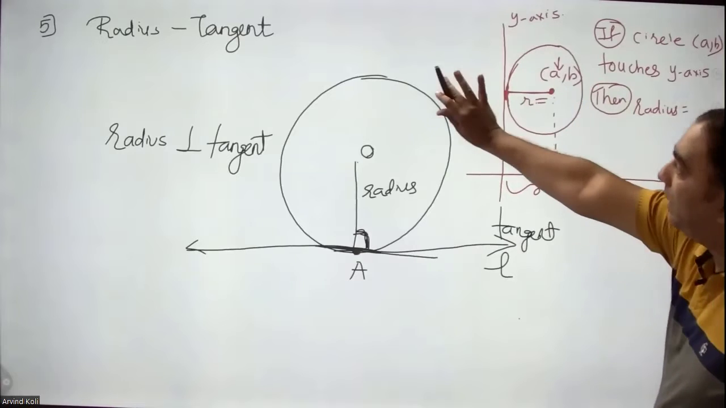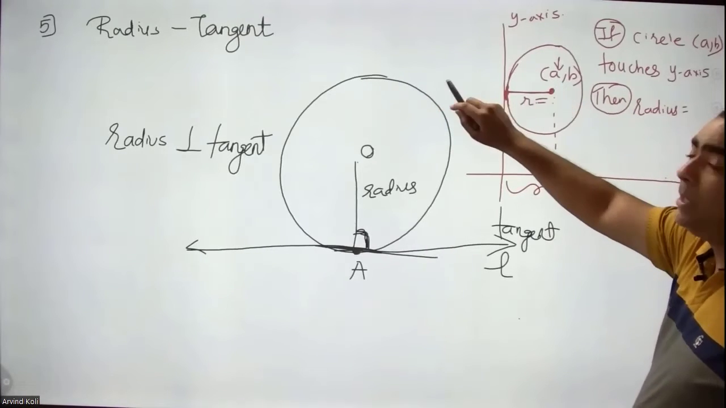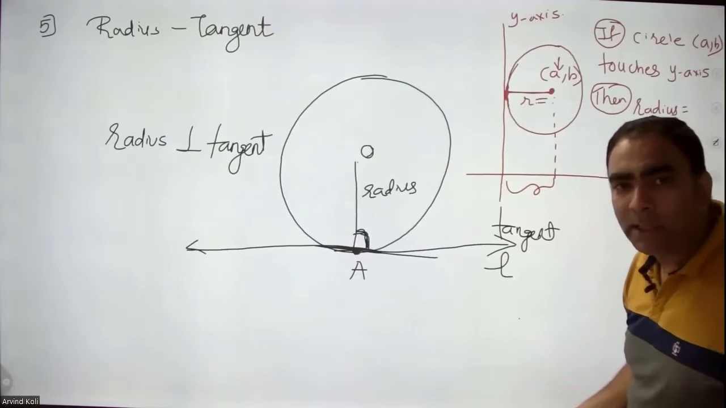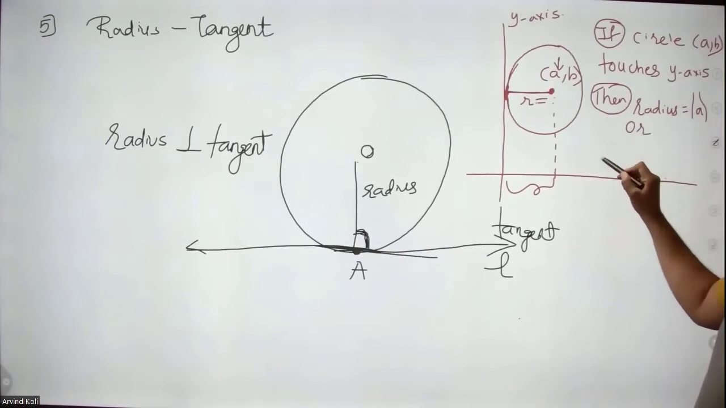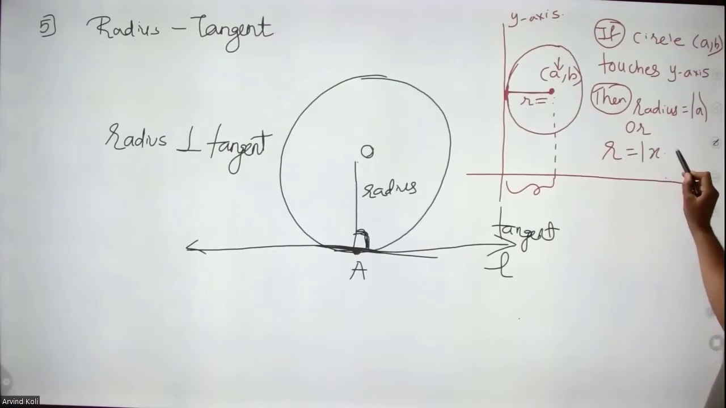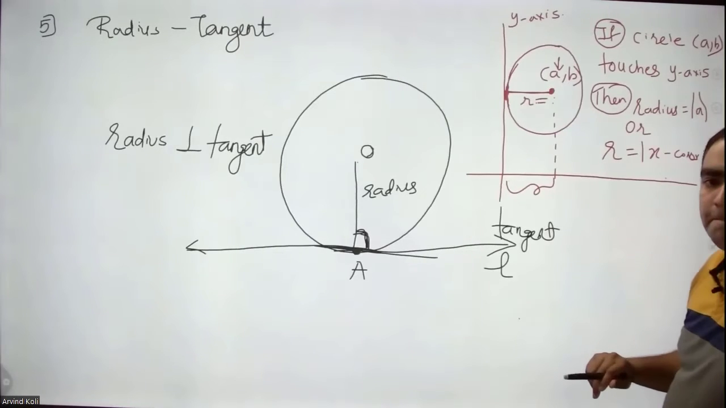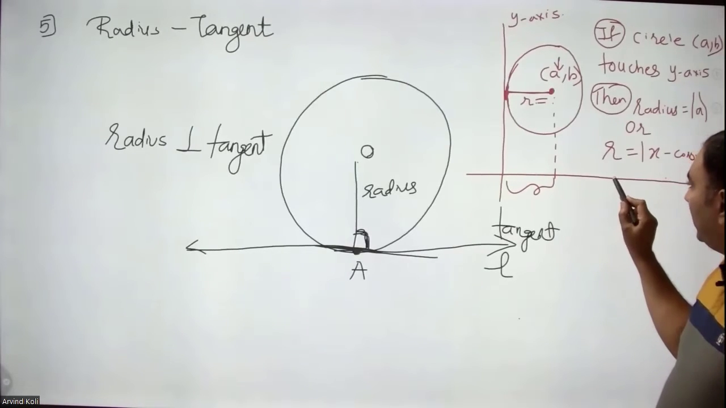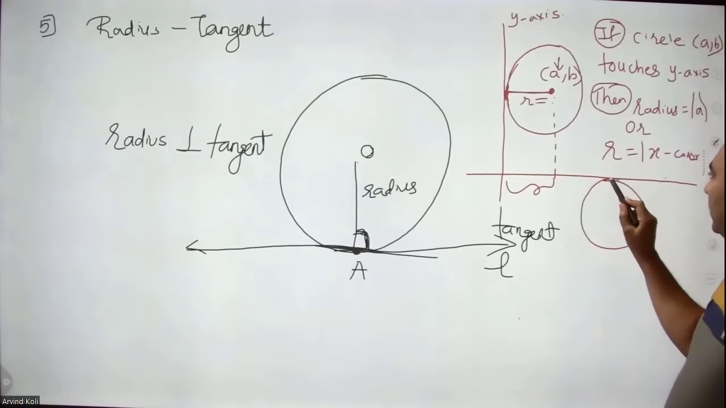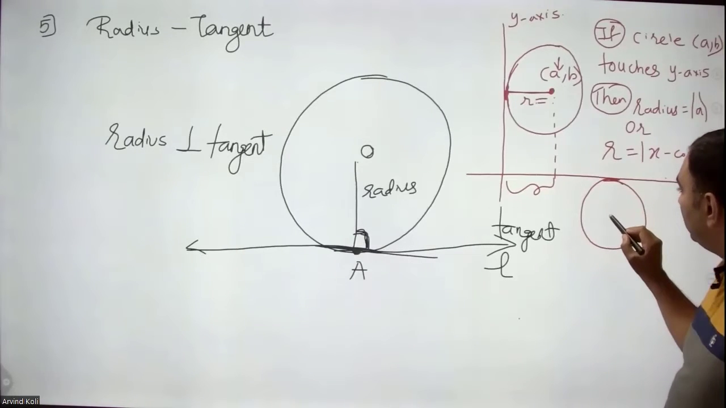But अगर ये सर्कल यहाँ पे होता लेफ्ट साइड में, then this would have been equal to minus a. कोऑर्डिनेट नेगेटिव हो सकता है लेकिन डिस्टेंस नहीं. So what I'll say is radius is equal to modulus of a. Or you can also write it as radius is equal to modulus of x coordinate. ठीक है. तो ऐसे याद रख सकते हैं. On the other hand, if the circle was touching x-axis.